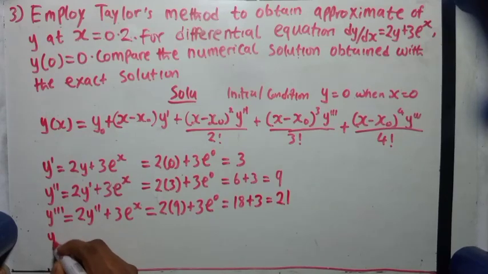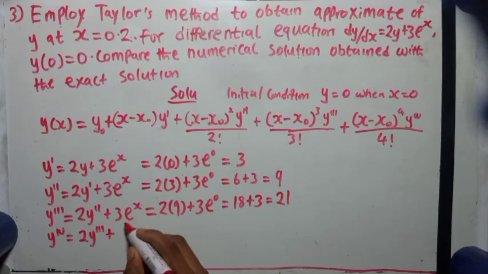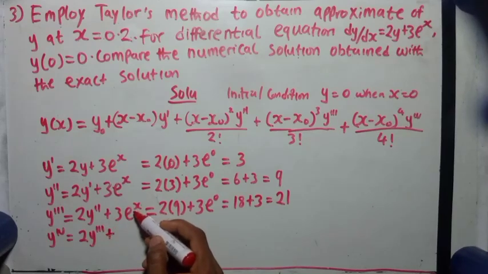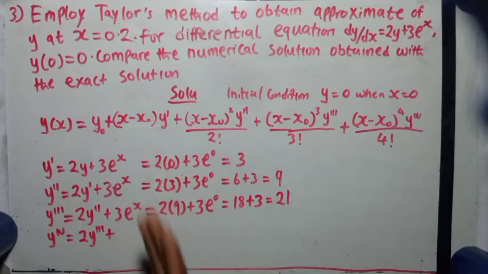And for the fourth and final one, we have 2 y triple prime. Why is it triple prime? We're differentiating with respect to x, so we have the triple prime, representing our third derivative. Now we add this to 3 exponential x. The reason this is not changing: when you have exponential raised to power x, nothing changes when you differentiate or integrate; it remains the same.